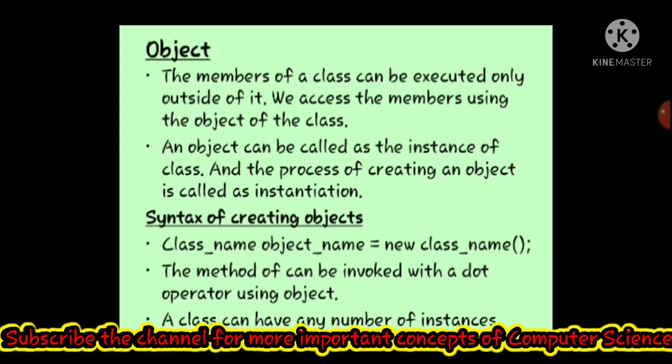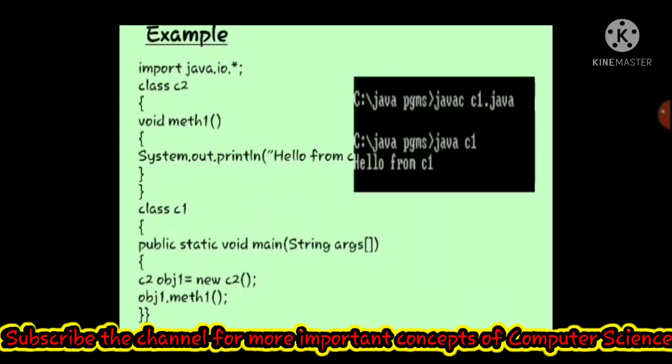A class can have any number of instances, right? So this is an example for a class and an object. Class C2 is the name of the class. Here we have a method. We don't have any attribute here. We have only one method, which is meth1, right? Inside that I print something, hello from C1.